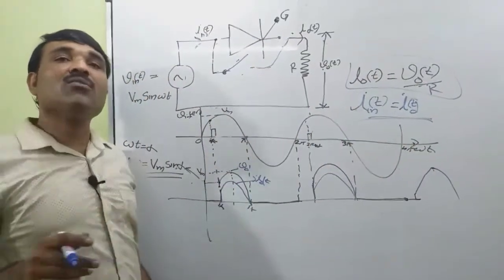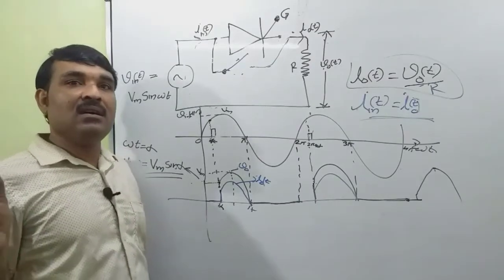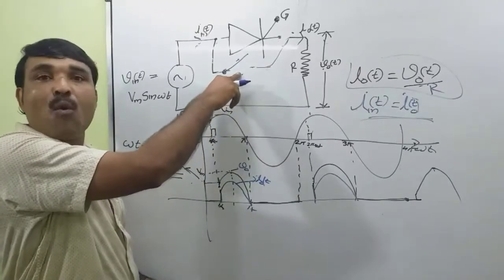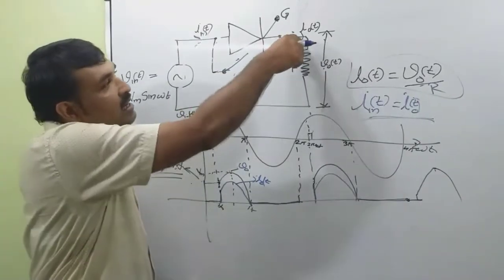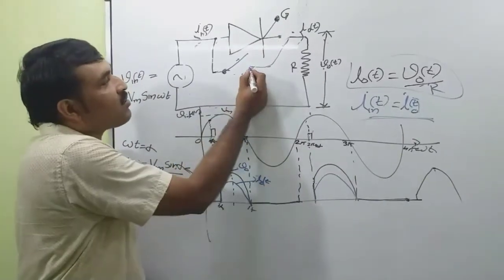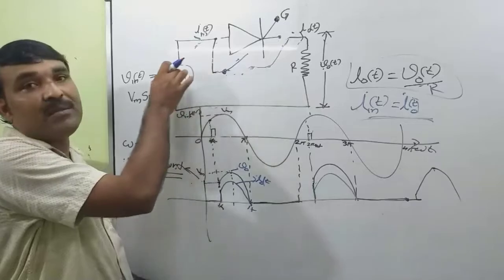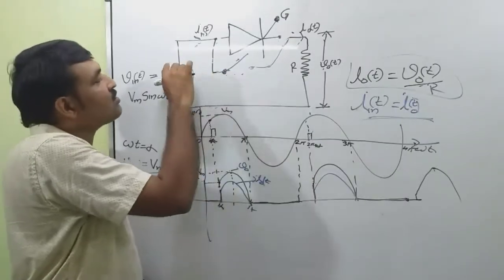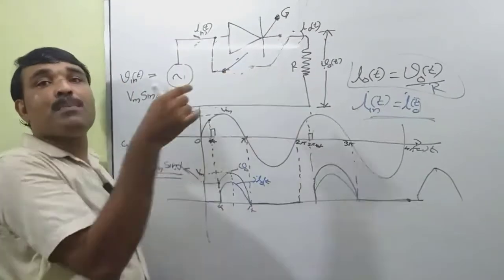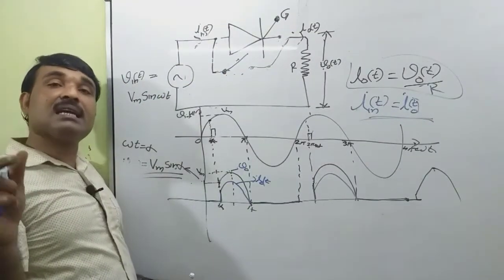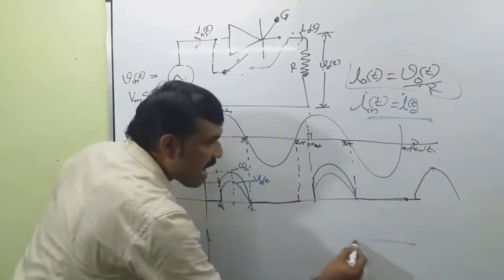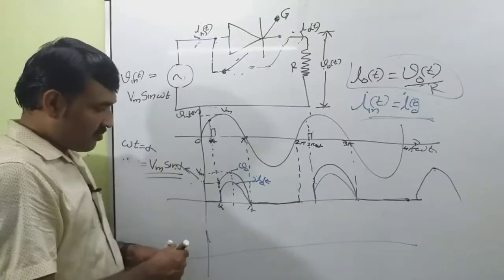Now what about the voltage across the thyristor? During 0 to alpha, the thyristor is an open circuit. What happens? The voltage across the resistance is 0 since there is no current, so the voltage across the thyristor is the same as the input voltage. This input voltage will appear across the open switch, so the input voltage is equivalent to the voltage across the thyristor. So we can draw the voltage across the thyristor.